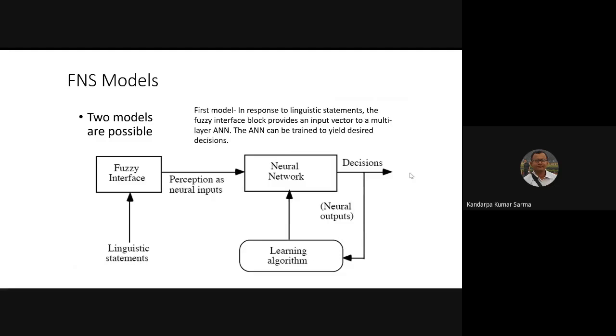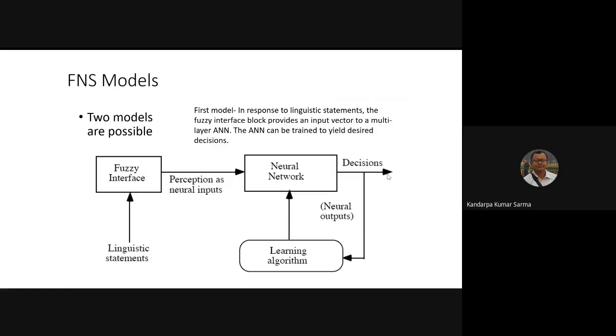So there can be two probable models for representation. First, we will have the linguistic statements, the fuzzy interface that will be generating perception as the neural inputs going to the neural network. Here there will be the learning mechanism going on, and then finally the decisions will be derived. That is the first form of the representation.